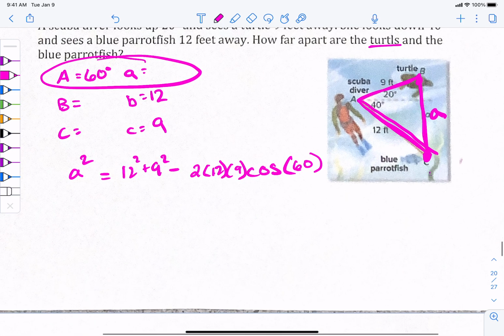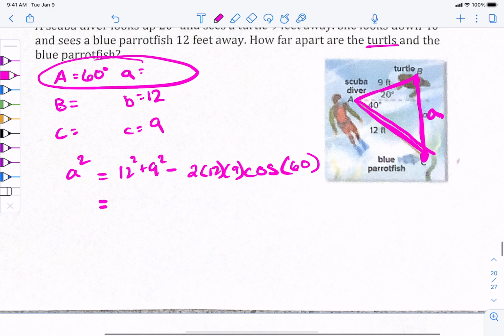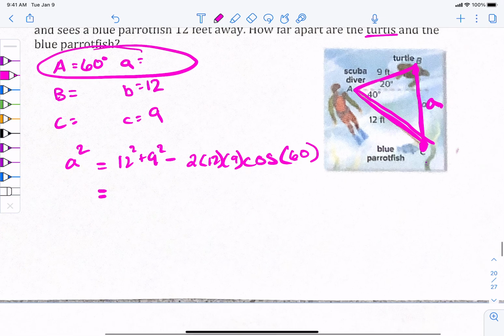Now, we're going to try to cheat here, kind of. Try to type this whole thing into your calculator all at one shot. Do 12 squared plus 9 squared minus 2 times 12 times 9 times cosine of 60 and see if you get the right answer. Because we don't want to rewrite any more than we have to. So try and see if you can do that all in one shot with a calculator. I accidentally typed something wrong.